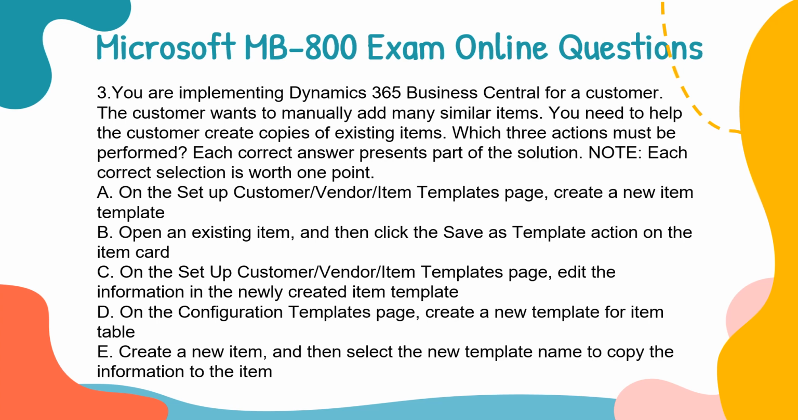A. On the Setup Customer, Vendor, Item Templates page, create a new item template. B. Open an existing item, and then click the Save as Template action on the item card. C. On the Setup Customer, Vendor, Item Templates page, edit the information in the newly created item template. D. On the Configuration Templates page, create a new template for item table. E. Create a new item, and then select the new template name to copy the information to the item.